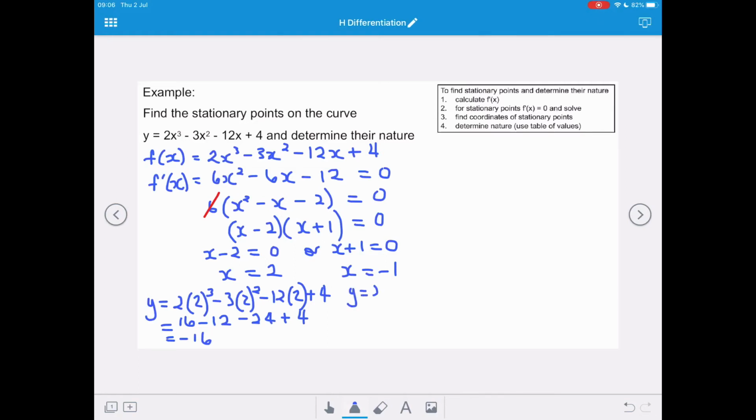And when x equals negative 1, y is going to equal 2 times negative 1 cubed minus 3 times negative 1 squared minus 12 times negative 1 plus 4, giving us negative 2, take away 3, add 12, add 4. So when x equals negative 1, y is going to have a value of 11.